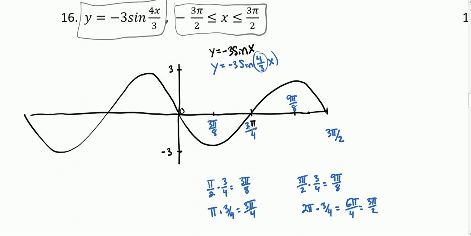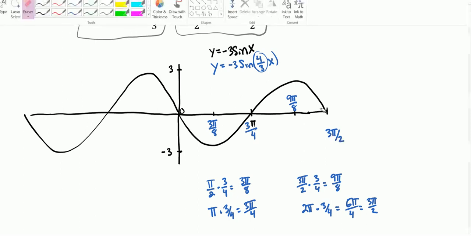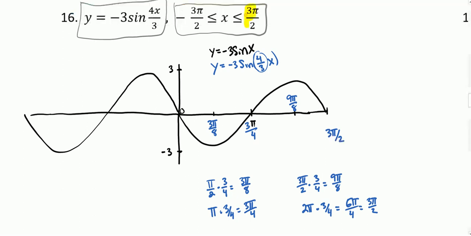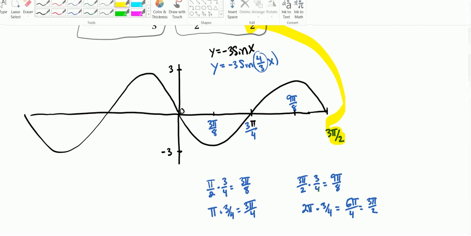So now looking at what we have on the right hand side, our x value ends at 3 pi over 2, which is exactly what we wanted, because it says x has got to end at 3 pi over 2 up here, so that we have the right side completed.